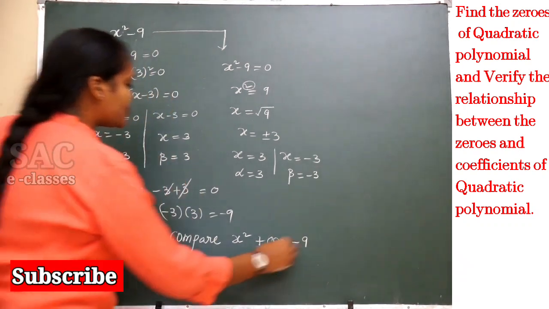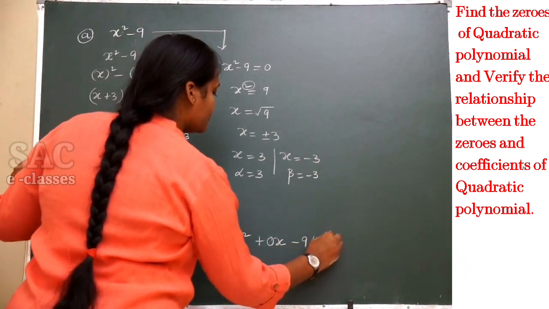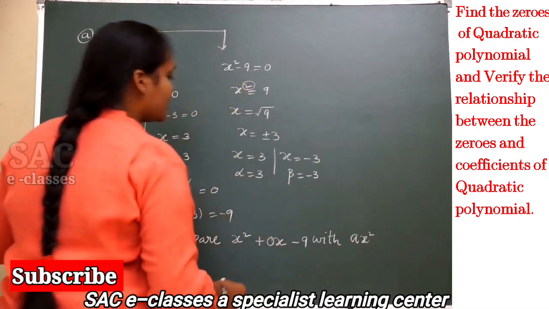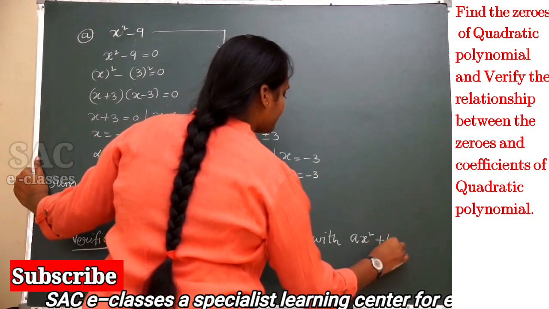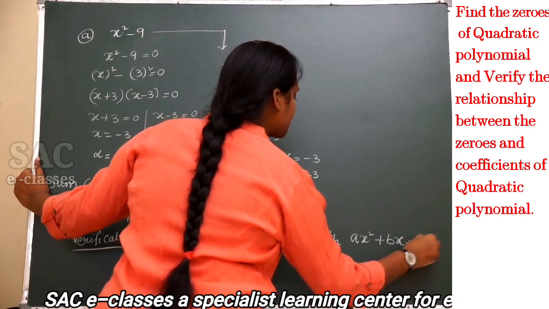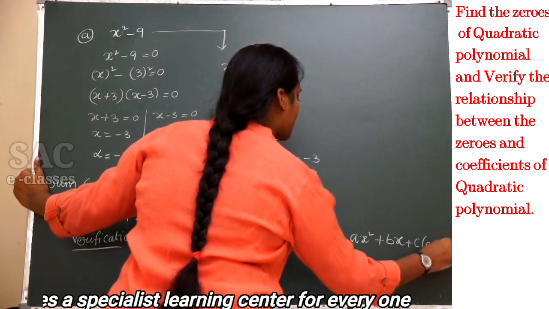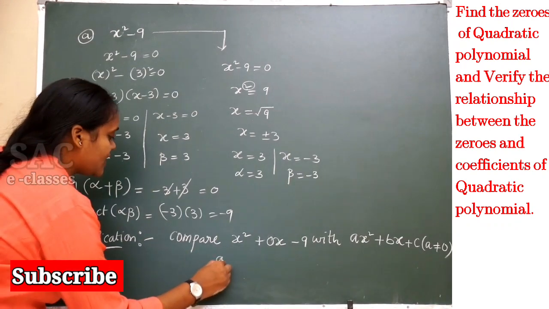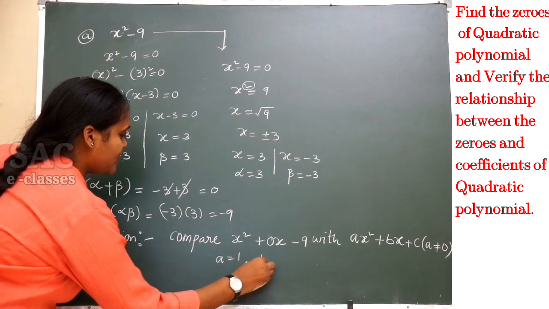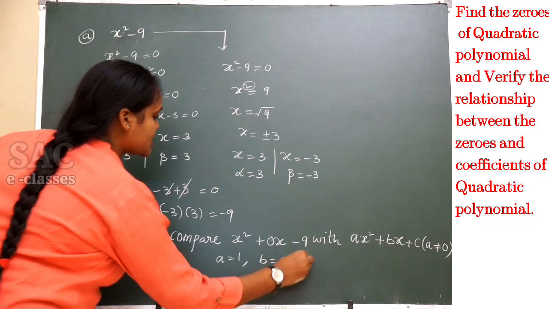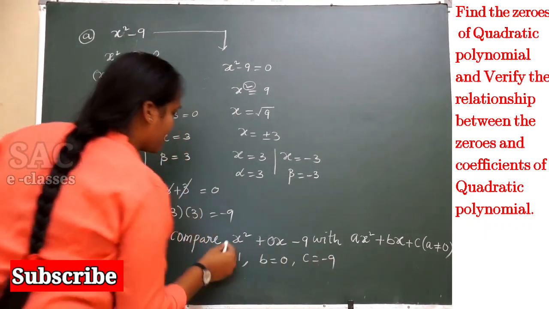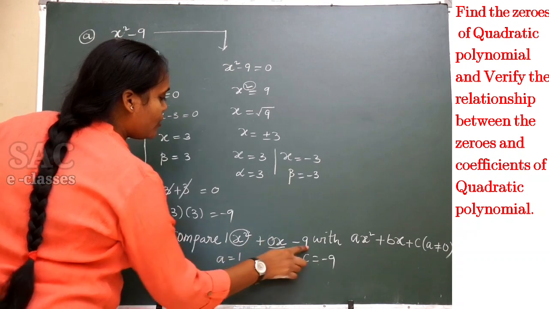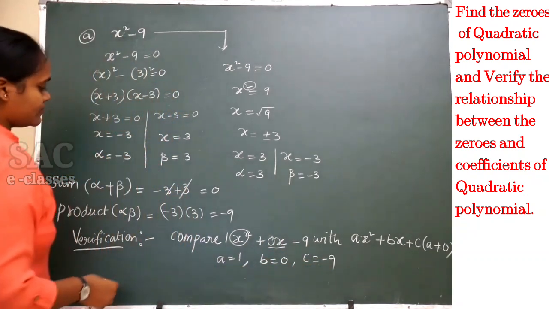With what should you compare? With the general form. What is the general form of a quadratic polynomial? ax square plus bx plus c, where a is not equal to 0. So clearly a equals 1, b equals 0, c equals minus 9. Nothing but x square coefficient 1, x coefficient 0, constant term is minus 9.